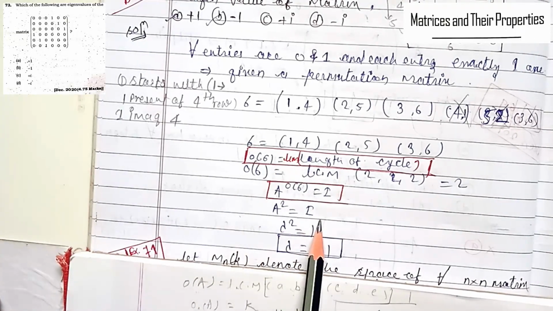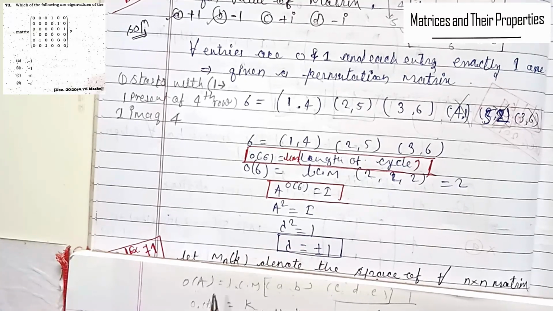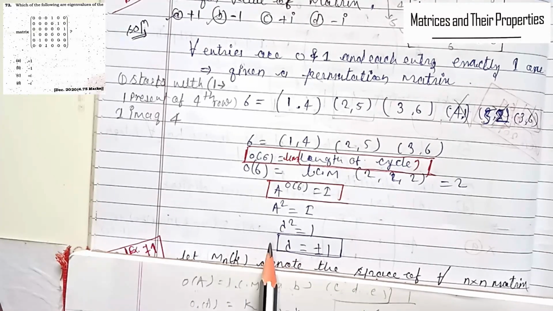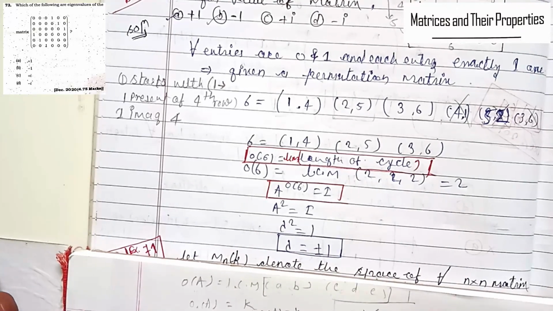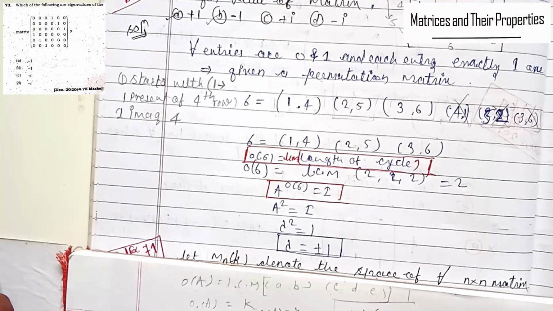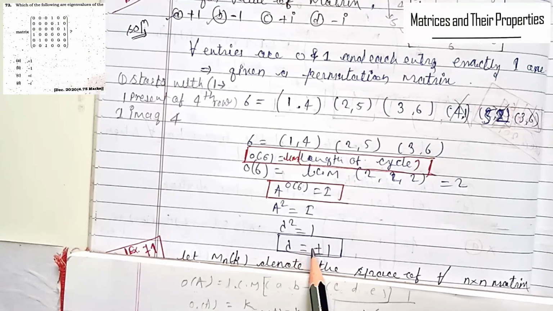So A squared is identity, and why is lambda squared 1? Because the Cayley-Hamilton theorem says that every matrix satisfies its characteristic polynomial. This one is the characteristic polynomial, lambda squared is 1. So every matrix satisfies its characteristic polynomial. This is the Cayley-Hamilton theorem, so I directly apply it here, and you will directly get the eigenvalues.